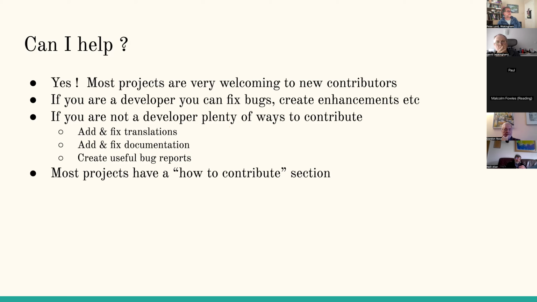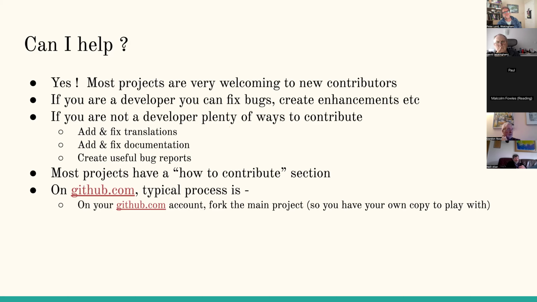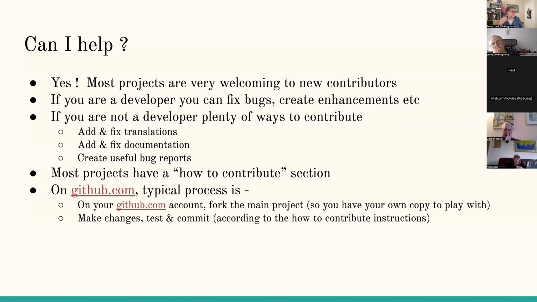And indeed, most projects have a how to contribute section. So on GitHub, the typical process is you fork their project. So you create a new account on GitHub. You click on the icon, which is fork, and you make a whole copy of the whole project into your account. So now you've got a copy of the source code, which you can play around with without affecting the main one. You can check things in, you can break things without touching the original.